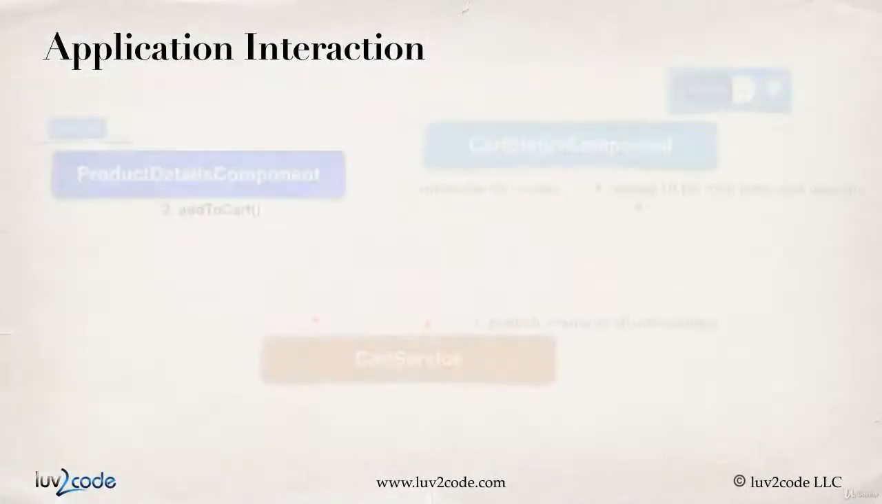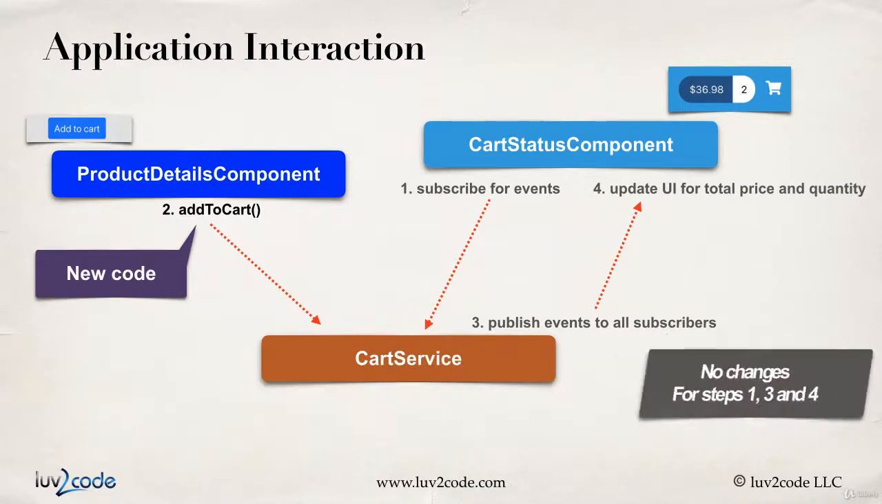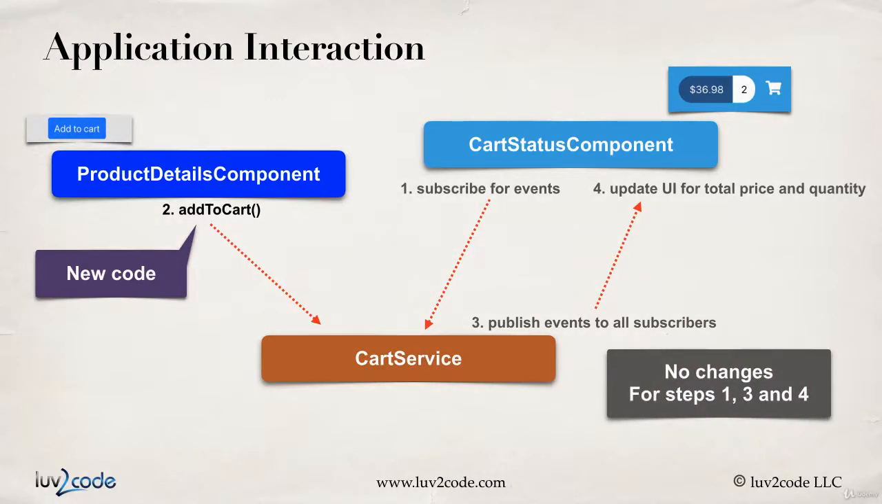Now with the application interaction, the only new code is right here on the product details component, where we actually have addToCart and we call a method on the cart service. But there are no changes for steps 1, 3, and 4. So everything over on the right-hand side, that's all the same. We're simply feeding data to the cart service, and the cart service is responsible for publishing the events to all subscribers. The really nice thing about this is that we can leverage a lot of the work that we did before. We're simply adding a new piece of code here for calling a method on the cart service and adding data to it.